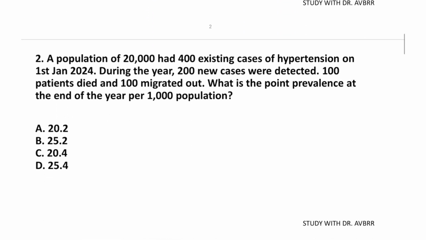Next question. Again, what is the point prevalence at the end of the year per 1000 population? Point prevalence at the end of the population that we have. So let's understand what the point prevalence formula is.